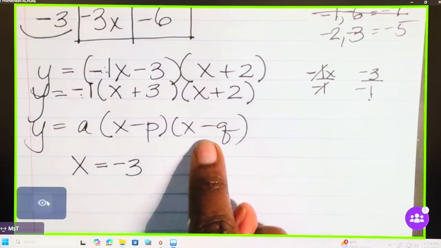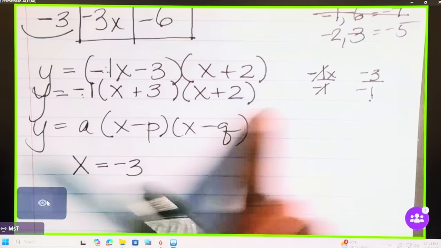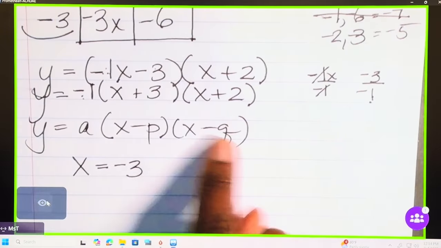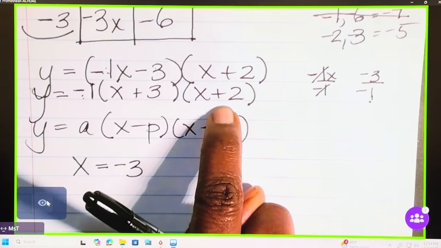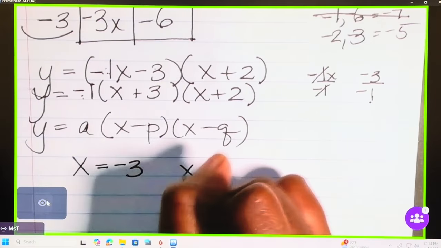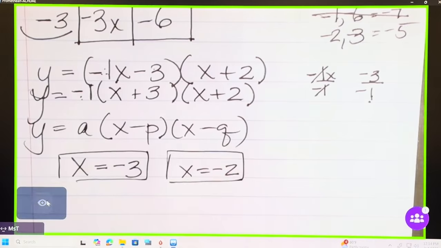Now I'm going to go here. What is this? When it's in factored form and it's factored completely, what I see here is the opposite of my q. So what do I see here? Positive 2. What's the opposite of that? Negative 2. So that means my other solution is negative 2. These are my two solutions. Let me just test and see if anybody can tell me what would be my axis of symmetry right now. What would be my axis of symmetry? Yes.